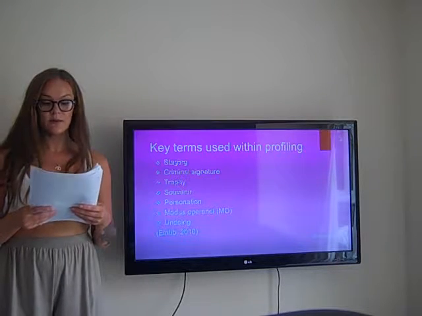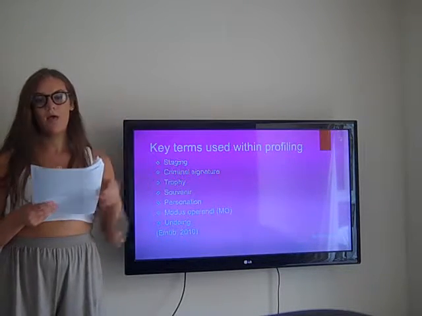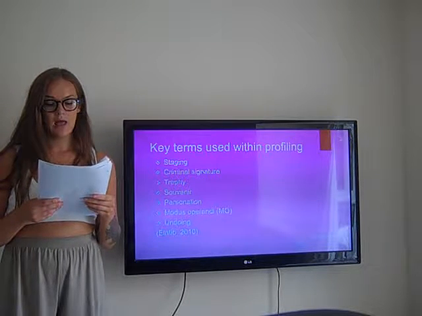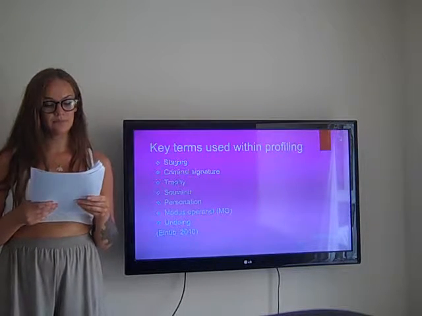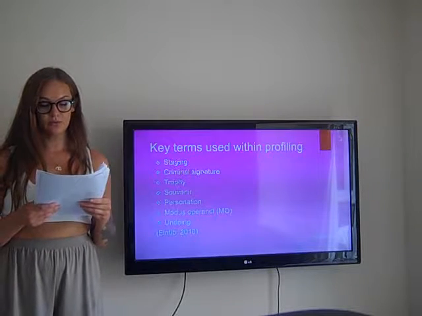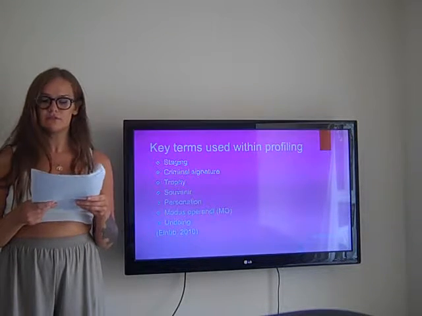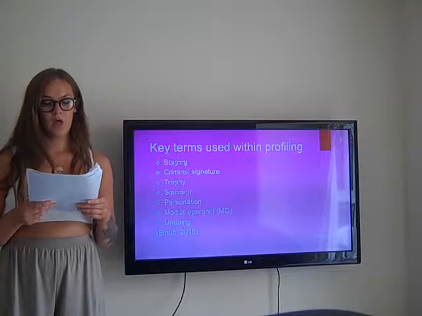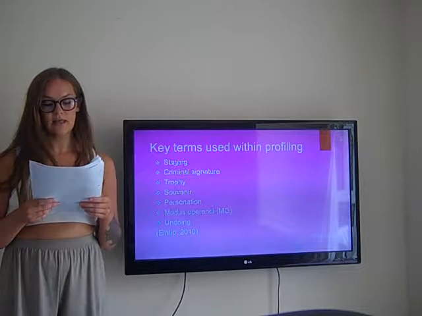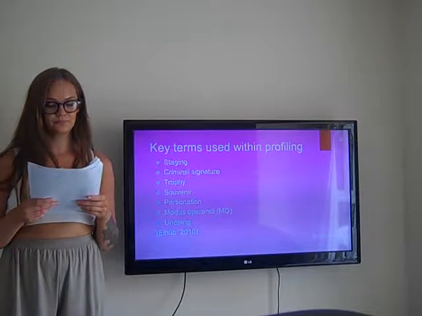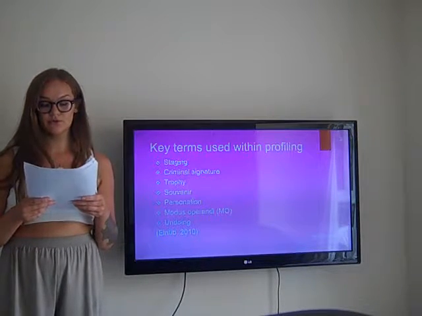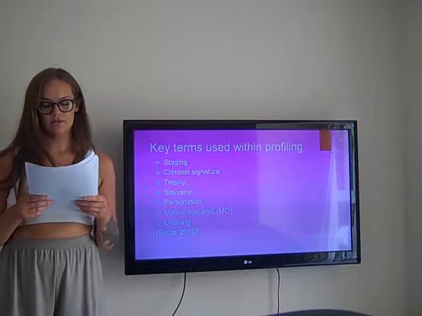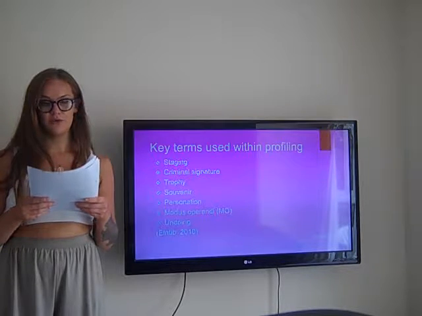There are specific key terms used within offender profiling. They include staging, whereby an offender will leave the crime scene and/or the victim in a specific way. Signature is something an offender will do the same during every single one of their offences, to either the victim or the scene itself. Trophy consists of something that is taken as a prize from the crime. A souvenir is similar to a trophy, although a souvenir has more of a sentimental value, to remember the offence from the scene or from the victim.